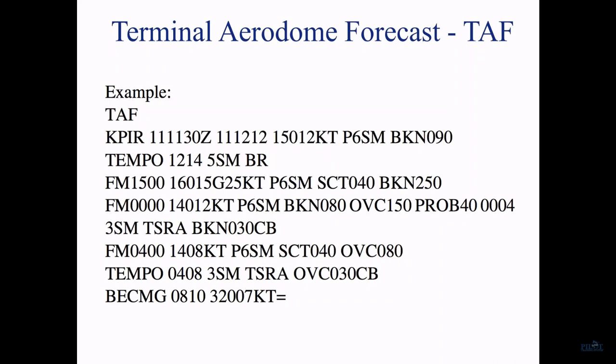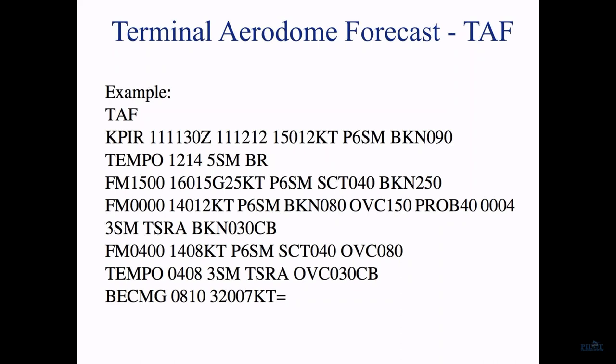1. Type of report, TAF. A TAF can be either a routine forecast, TAF, or an amended forecast, TAF AMD. 2. ICAO station identifier, KPIR. Same identifiers as a METAR report. 3. Date and time, 11:11:30 Zulu. Date is the first 2 numbers, followed by the time being the last 4 numbers given in Zulu time.